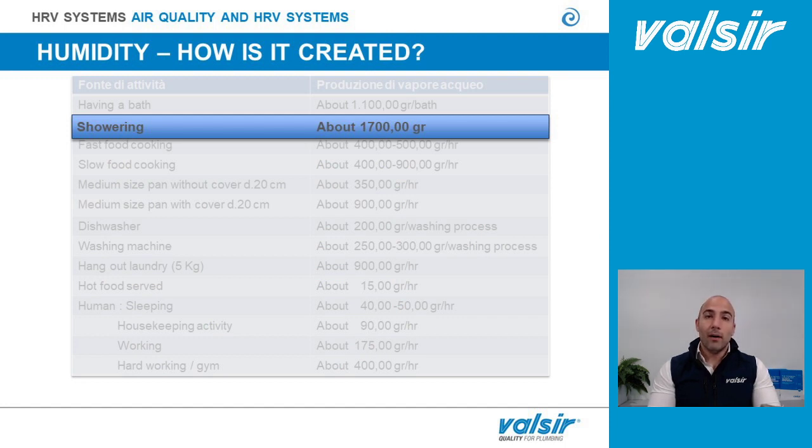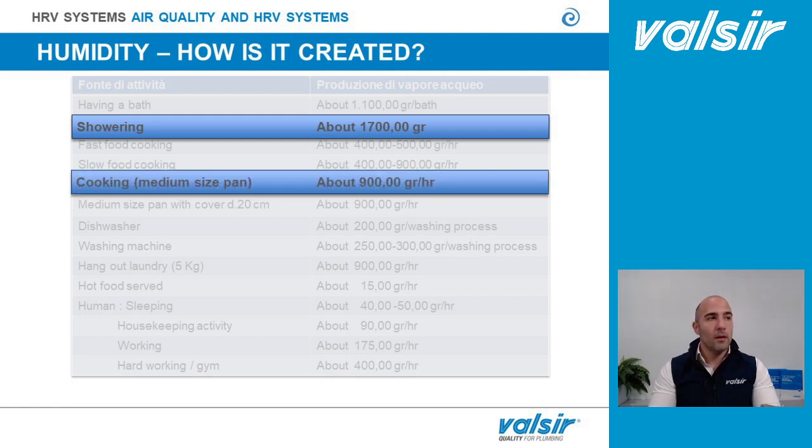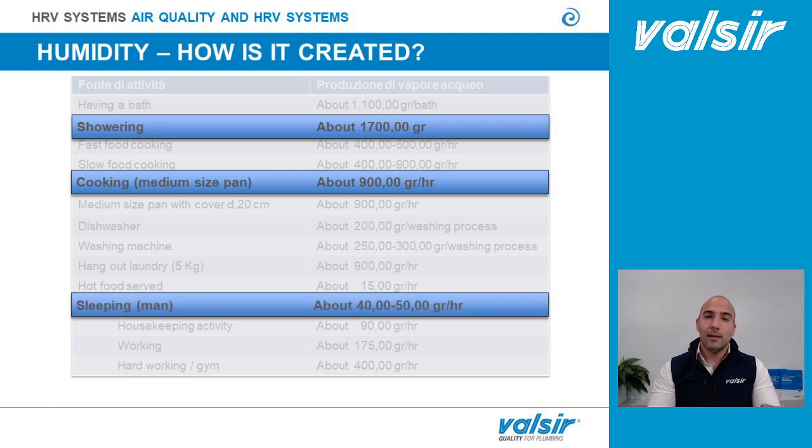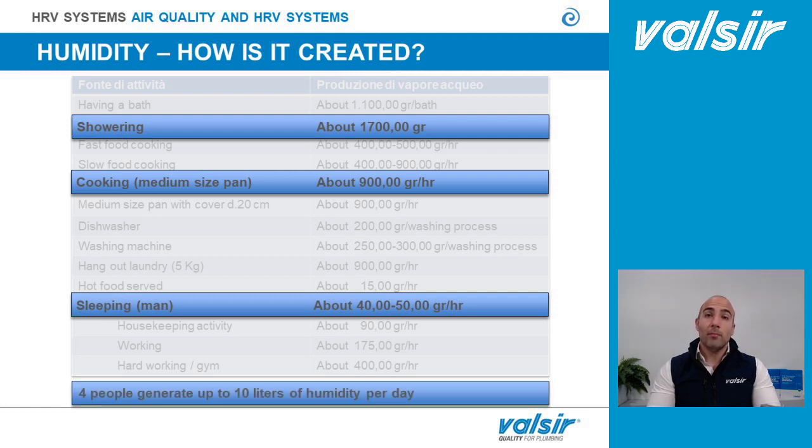Humidity, that is the amount of water vapor suspended in the air, is generated by everyday activities. As we can see in this chart, having a shower generates up to 1.7 kilos of humidity. Cooking with a medium-sized pan generates 900 grams per hour, and even the easiest activity, sleeping, generates from 40 to 50 grams per hour. To sum up, a family of 4 generates up to 10 liters of humidity per day.